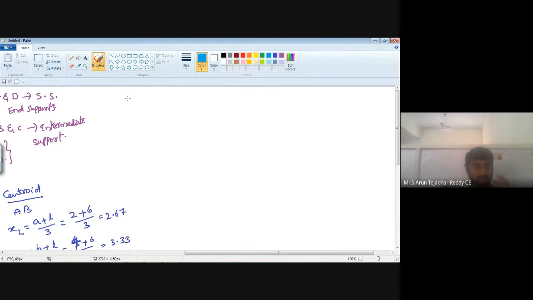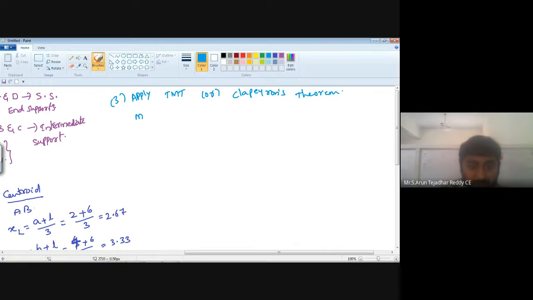Apply the third step, that is, apply TMT or Clapeyron's theorem. What is the formula we have here?